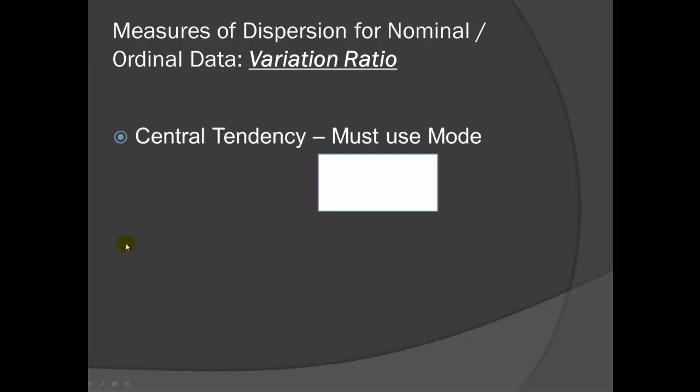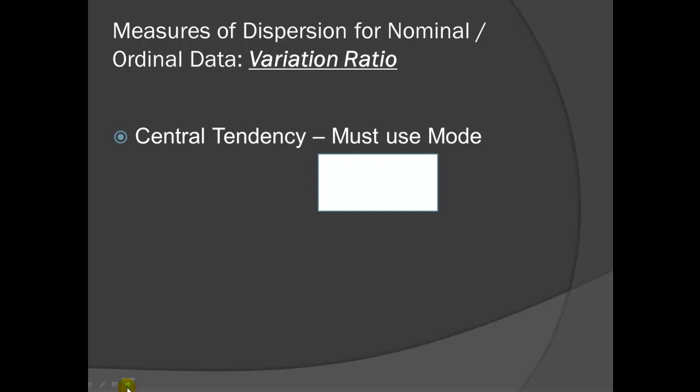Now, if you remember from last week, when we were talking about measures of central tendency, if we're looking at nominal or ordinal data, the only measure of central tendency that was fit to be used was the mode. And again, the mode is just the value that tells you which value occurs most often in your data set.